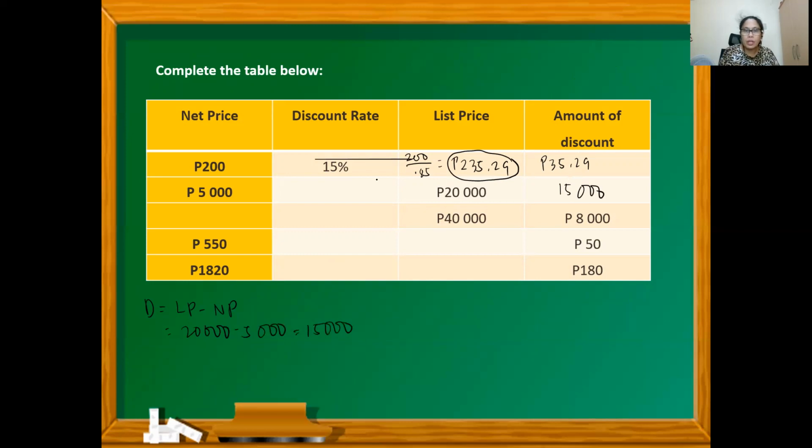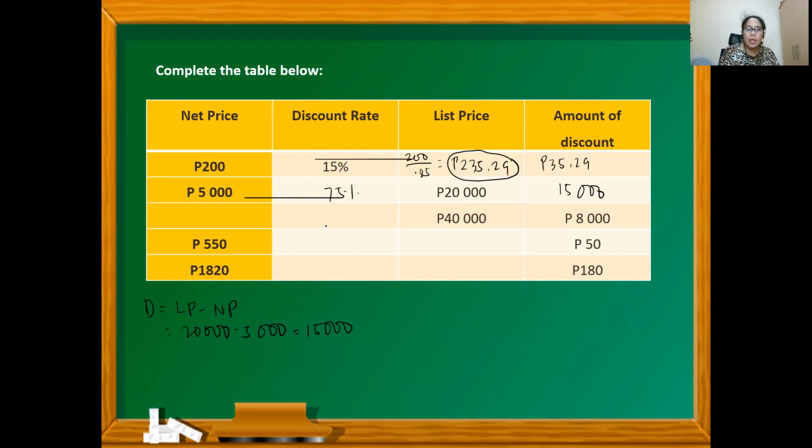Now we can solve for the rate by dividing the discount, 15,000, by the list price. So 15,000 divided by 20,000 times 100 gives us 75%.